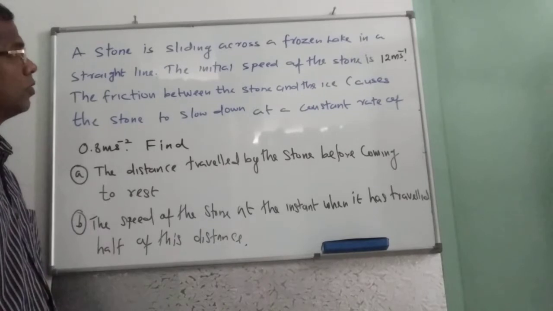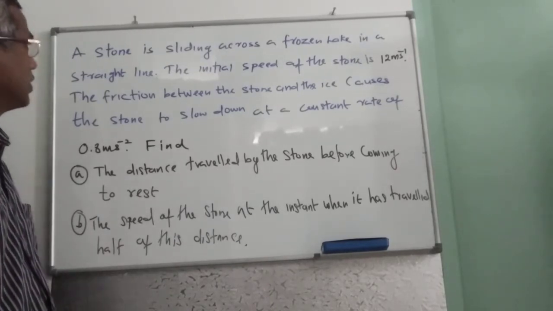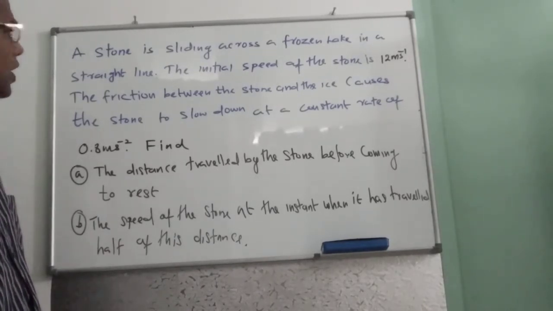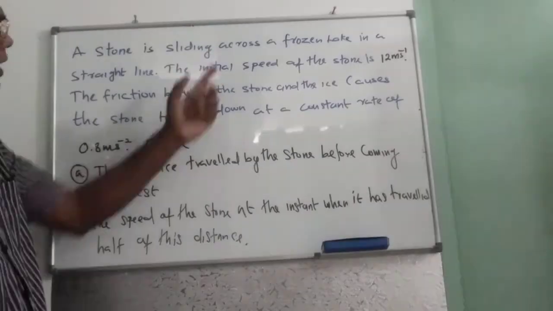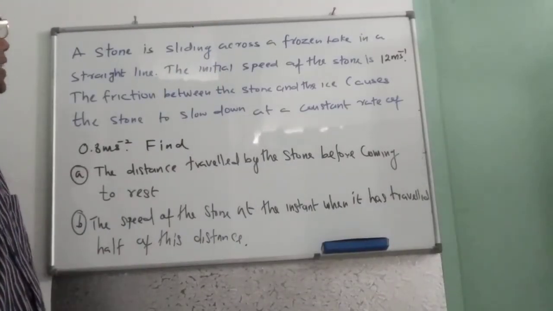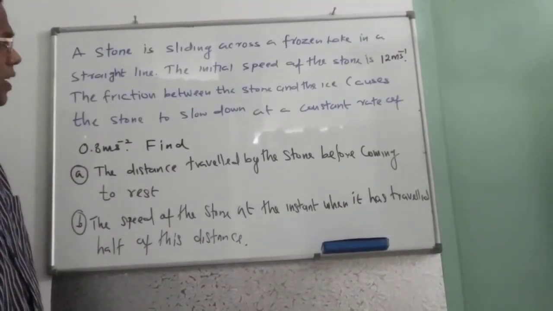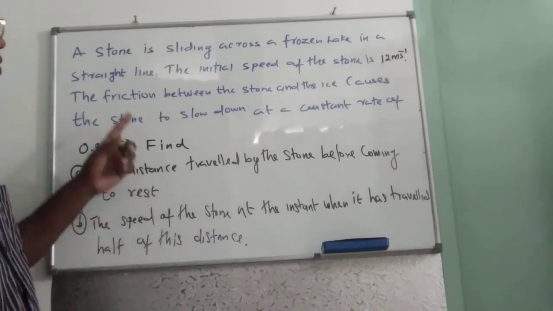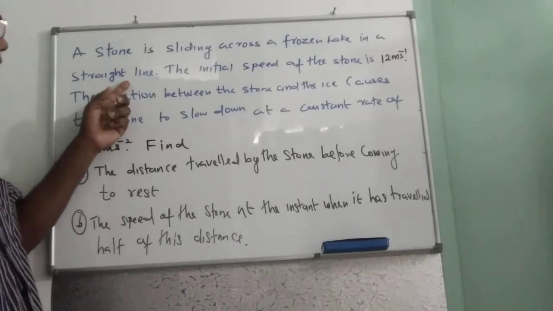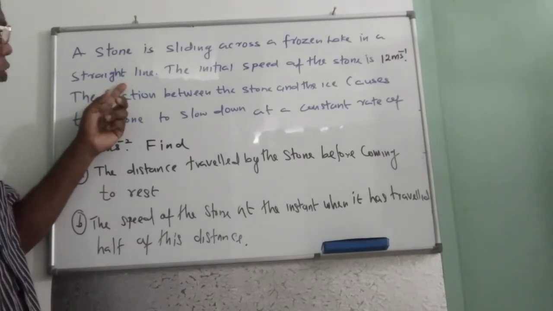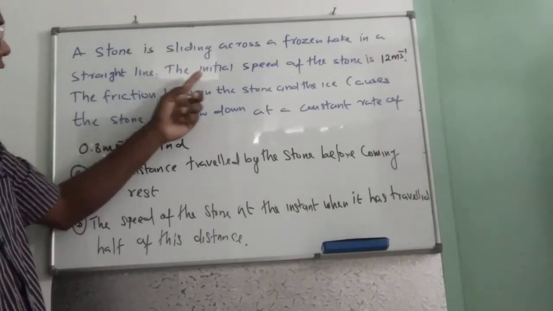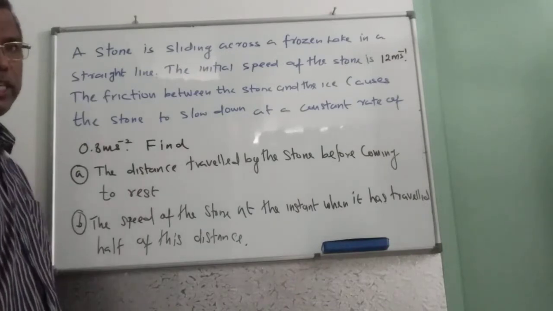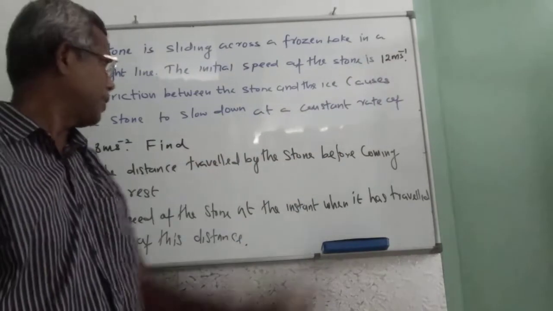We are discussing a question on constant acceleration for horizontal motion. This is the second question. A stone is sliding across a frozen lake in a straight line. So it's moving horizontally, obviously. The initial speed of the stone is given as 12 m s^-1.